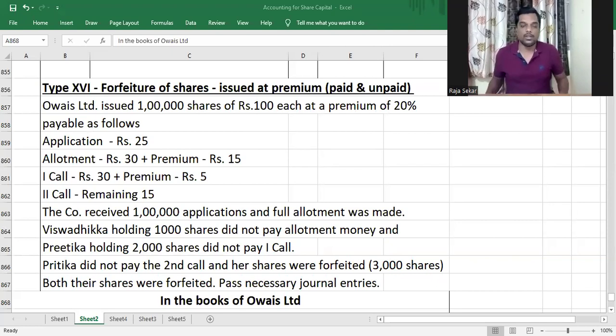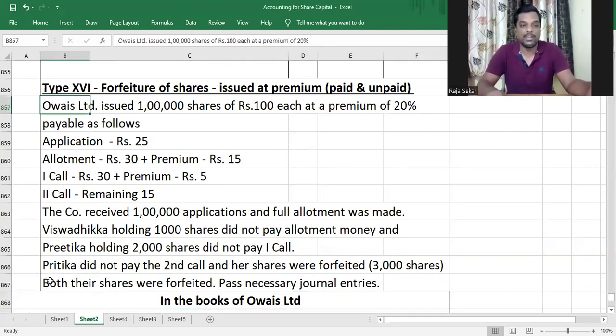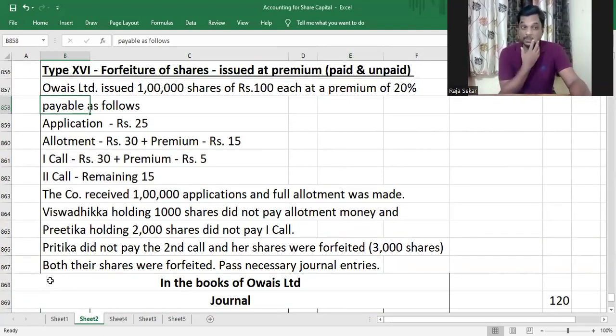In this series of videos, we're learning various concepts involved in accounting for share capital. And currently, we're doing forfeiture. In the previous video, we learned how to account for forfeiture of shares originally issued at premium and the various intricacies involved in that. In this video, I have another problem in which we look at it in a more detailed manner. Without wasting much time, let's go ahead and do that.